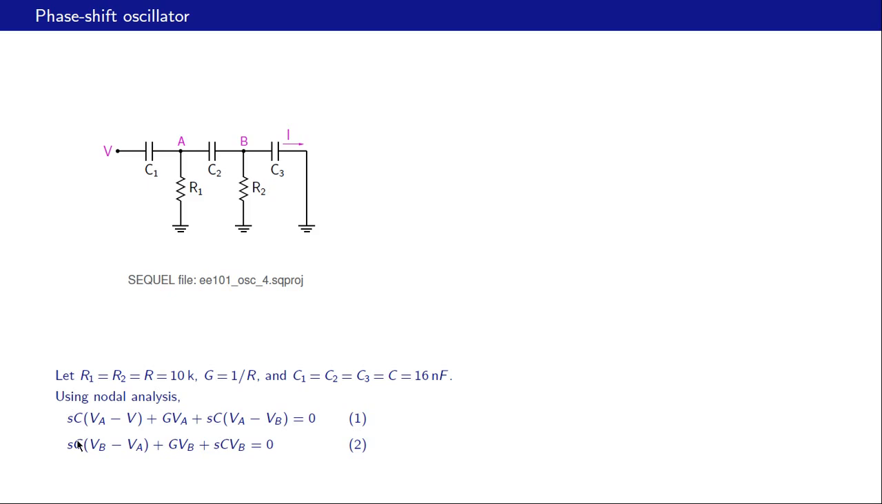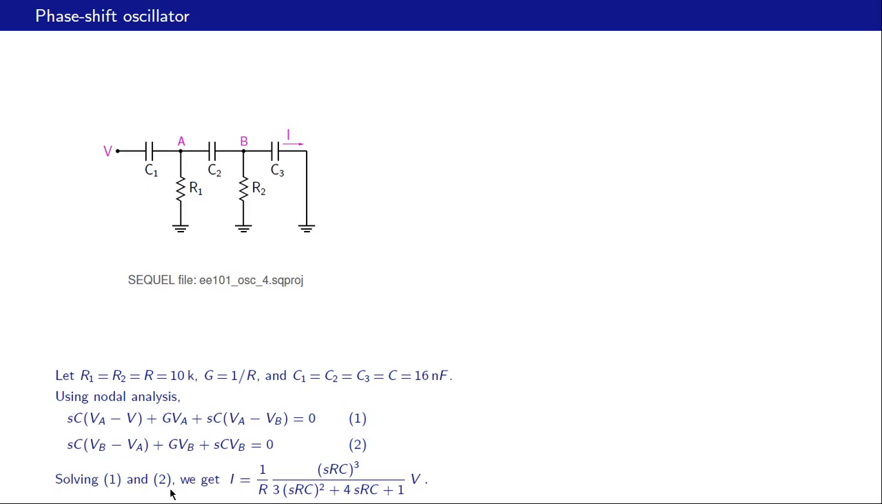Similarly, let us write KCL at this node, these three currents now. What is this current? It is VB minus VA times SC2, which is the same as SC. This current is G times VB, second term, and this current is VB minus 0 times SC3, so SC times VB. So these are the two equations that we have, and we have two unknowns here, VA and VB. We can solve for these two unknowns and then obtain I. Once we get I, we can get I by V.